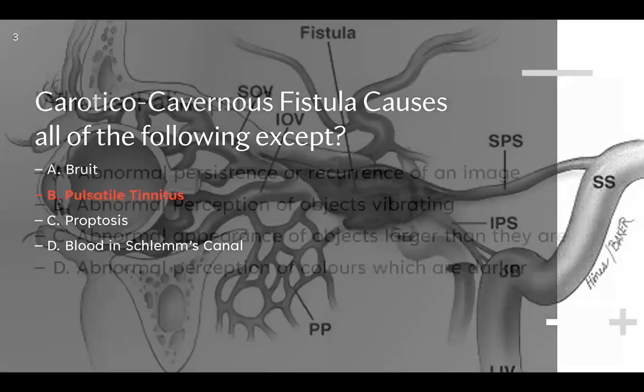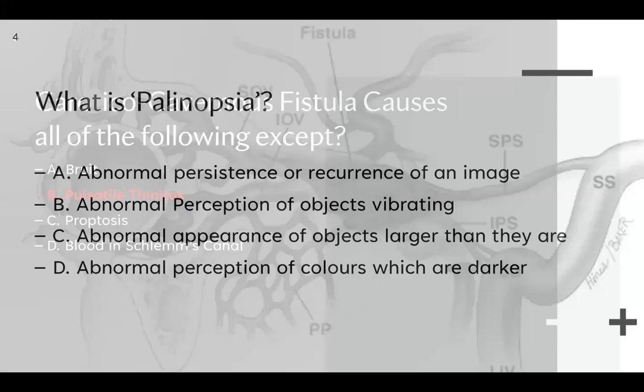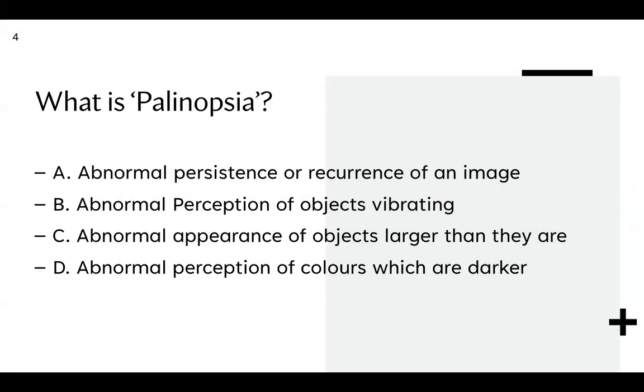The next question: what is palinopsia? A, is it abnormal persistence or recurrence of an image? Is it B, abnormal perception of objects vibrating? Is it C, abnormal appearance of objects larger than they are? Or is it D, abnormal perception of colors which are darker?